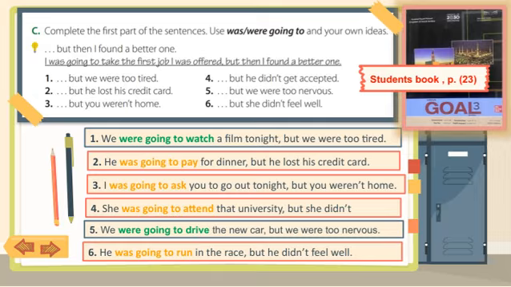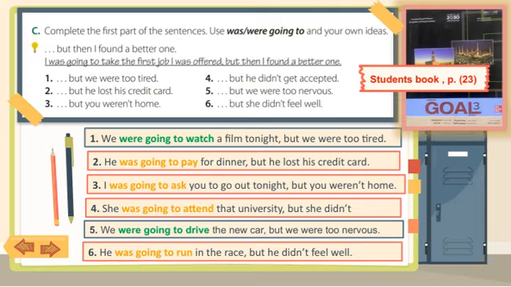Moving on, "She was going to attend that university, but she didn't" indicates a plan that changed, possibly due to other circumstances. Then, "I was going to ask you to go out tonight, but you weren't home" highlights a missed opportunity because the person wasn't available. Another example is "He was going to pay for dinner, but he lost his credit card," which demonstrates how unforeseen events can prevent us from following through with plans.